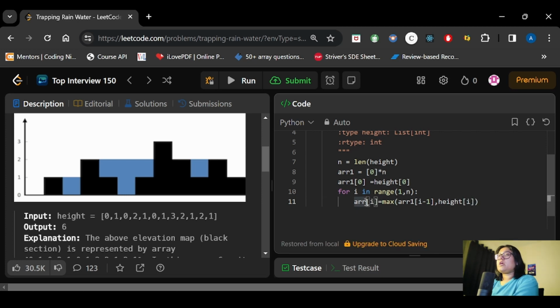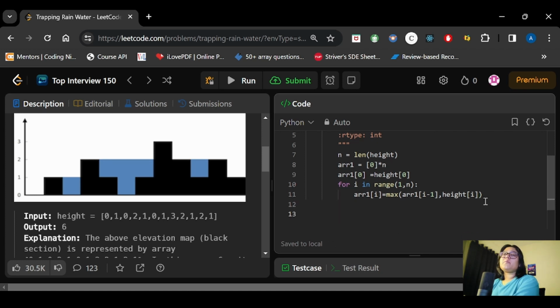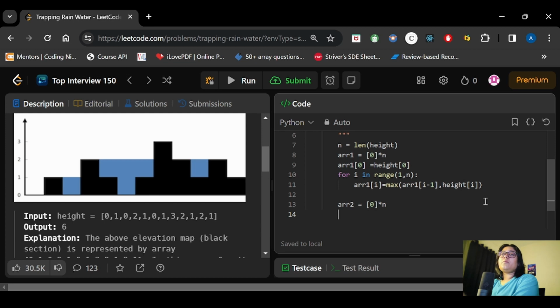This will also be ARR of 1, right? So now we have an array from left to right which will be storing the maximum values. In the same way, we will have one more array which will be storing maximum values from right to left. So let's take one more array and it will be storing from right to left.